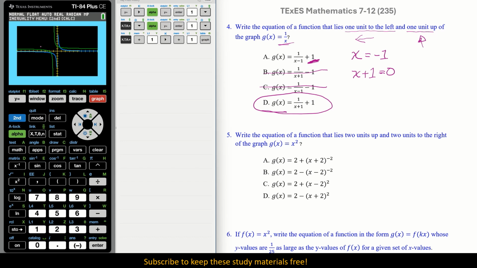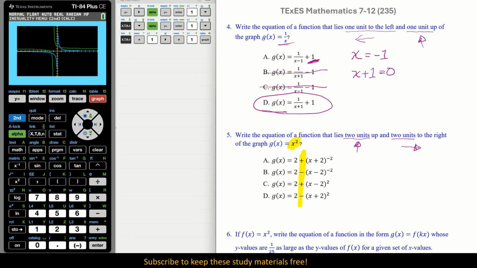Number 5, write the equation of the function that lies 2 units up. So we're going to up and 2 units to the right. Okay. Now, let's look at our options. You may have already noticed every single option is 2 units up. So that isn't going to help us out. However, let's look at the next operation after 2. That's actually shows us if the quadratic opens up or down. Because notice they said, hey, you need to look at the graph, the parent function of x squared.